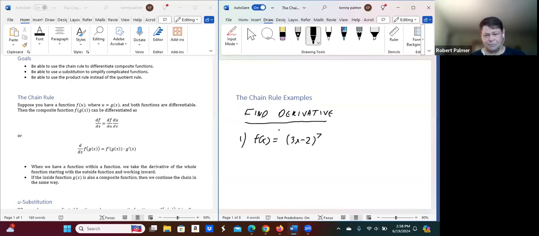Now, if it was squared, that would actually be pretty easy to do, because you could just use the techniques we used before: multiply these 3x minus 2 quantities, just FOIL that out, turn it into a nice linear form, and take the derivative of each part. You could also multiply this out, but obviously it would take a really long time. You don't want to do that. So we're going to use the chain rule for this.